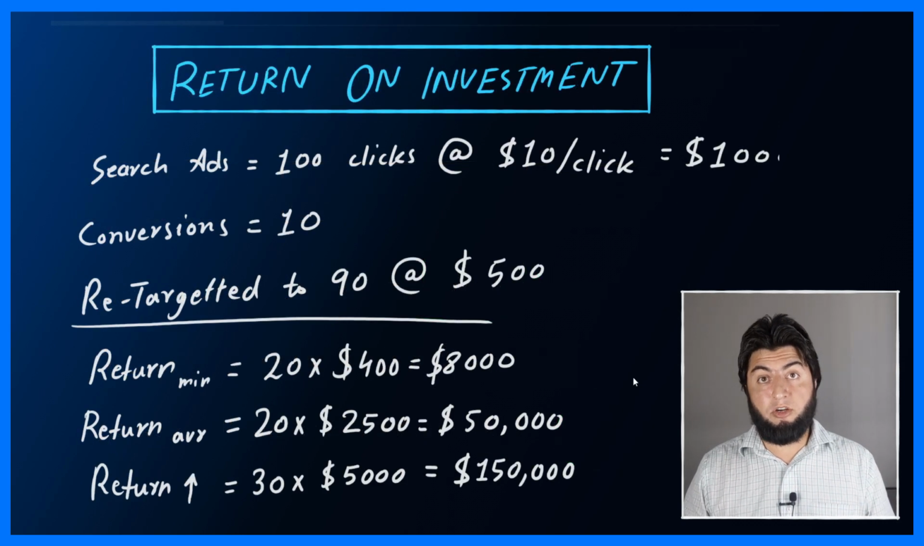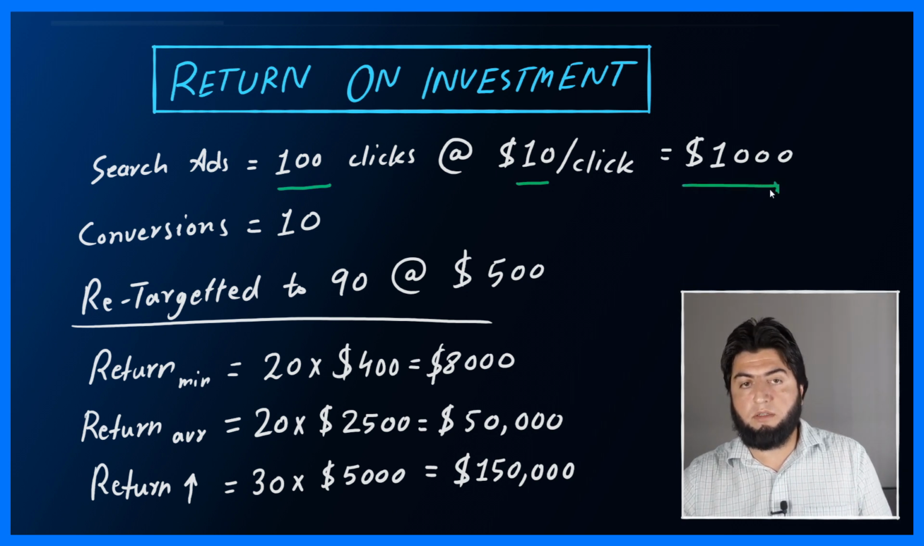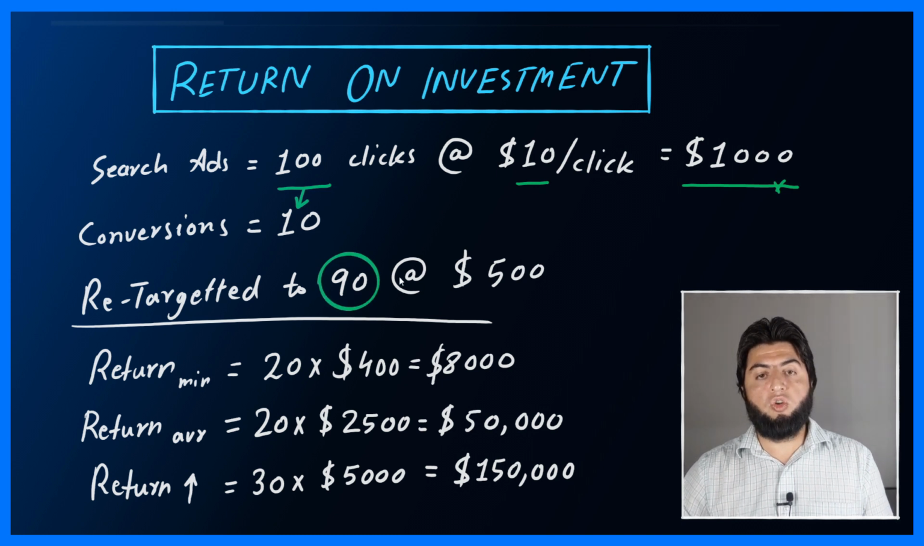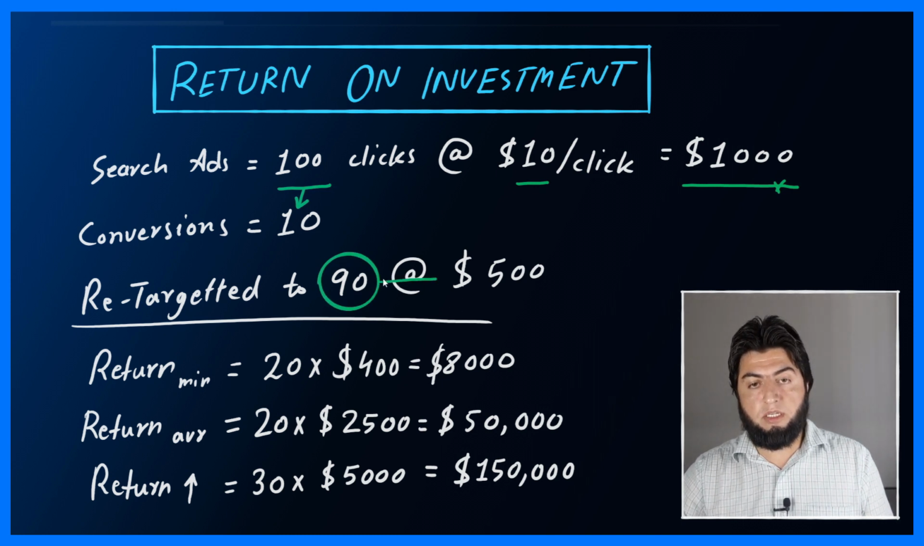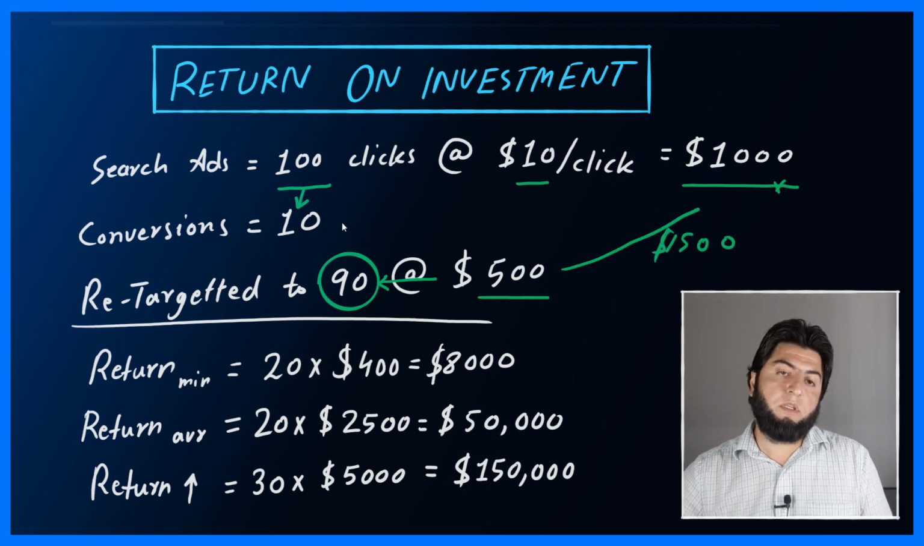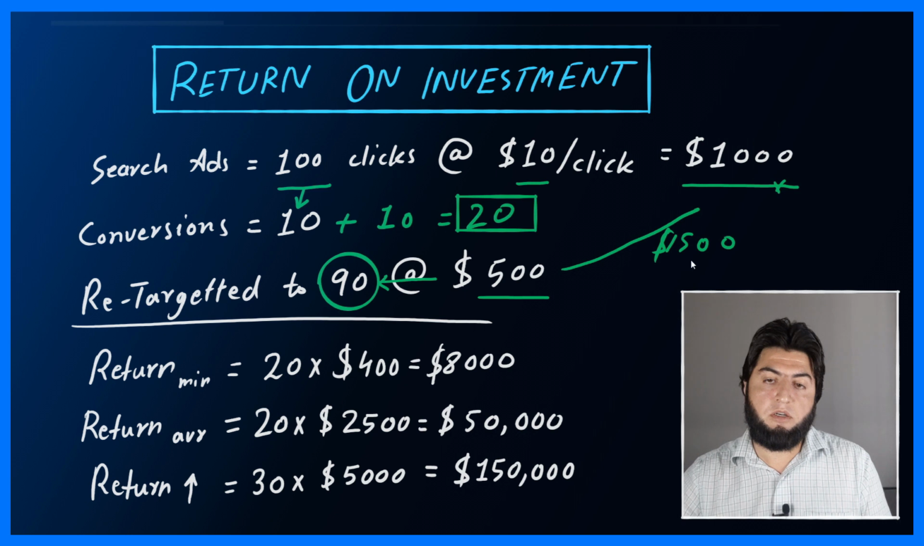Now let's see your return on investment on your digital media marketing. If your search ad gives you 100 clicks and each click costs you $10, then your expense is $1,000. From those 100 people, let's say 10 people got converted directly, so you are left with 90 people. So if we show retargeted ads to these 90 people and that costs you $500, then the total expense is $1,500. And let's say from these 90 you converted 10 more, so you have a total of 20 conversions from your $1,500 ad spend.